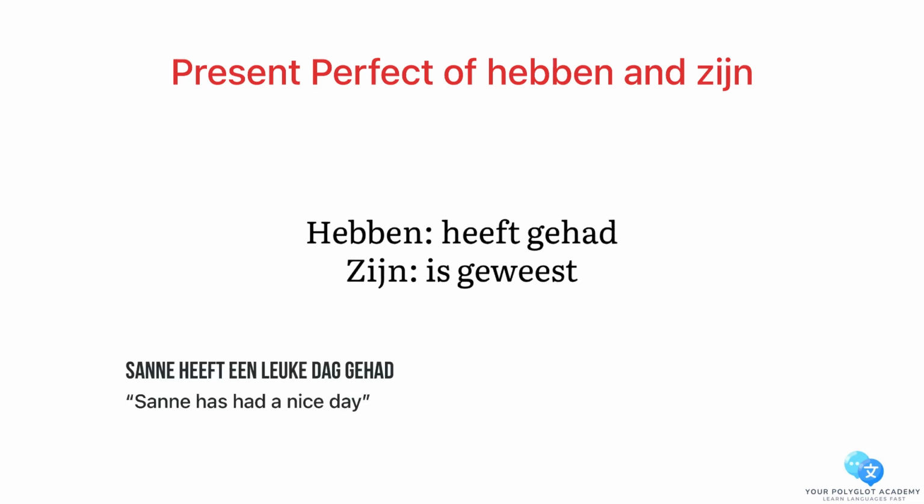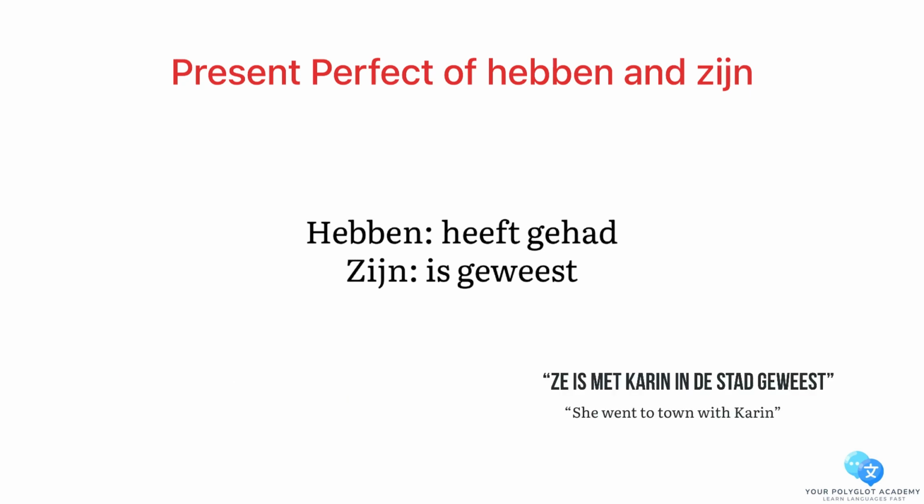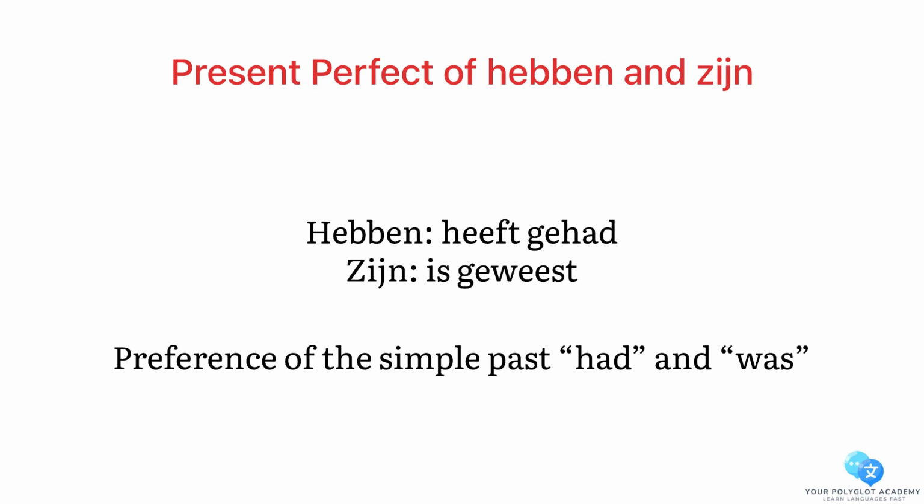For example, Sanne heeft een leuke dag gehad. Sanne has had a nice day. Ze is met Karin naar de stad geweest. She went to town, or she was in town with Karin. However, in Dutch, we often prefer to use the simple past had and was.